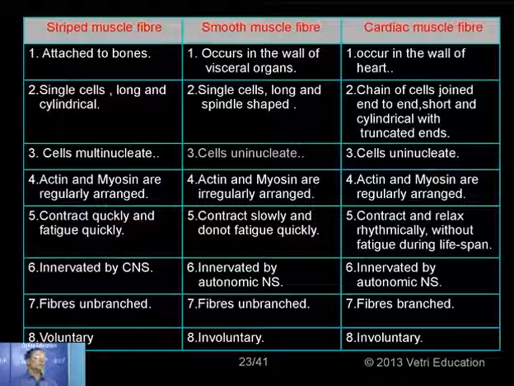Then, what about the fibers? Whether they are branched or unbranched? Excepting the cardiac muscle, the other two muscles are unbranched. Both the skeletal muscles and the smooth muscles are unbranched, whereas the cardiac muscles are branched. So these are some of the morphological as well as the functional differences between the three different types of muscle fibers. How are they working? What is the nature of their structure? Where are they found? That is namely the location.